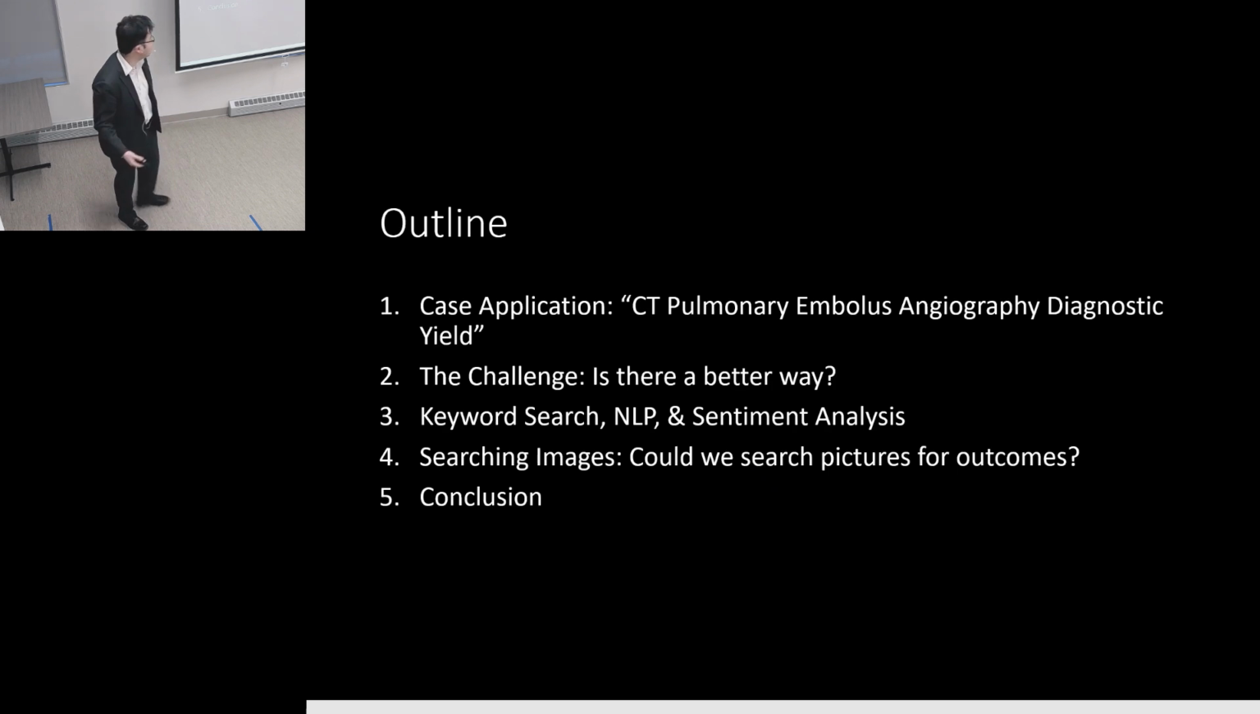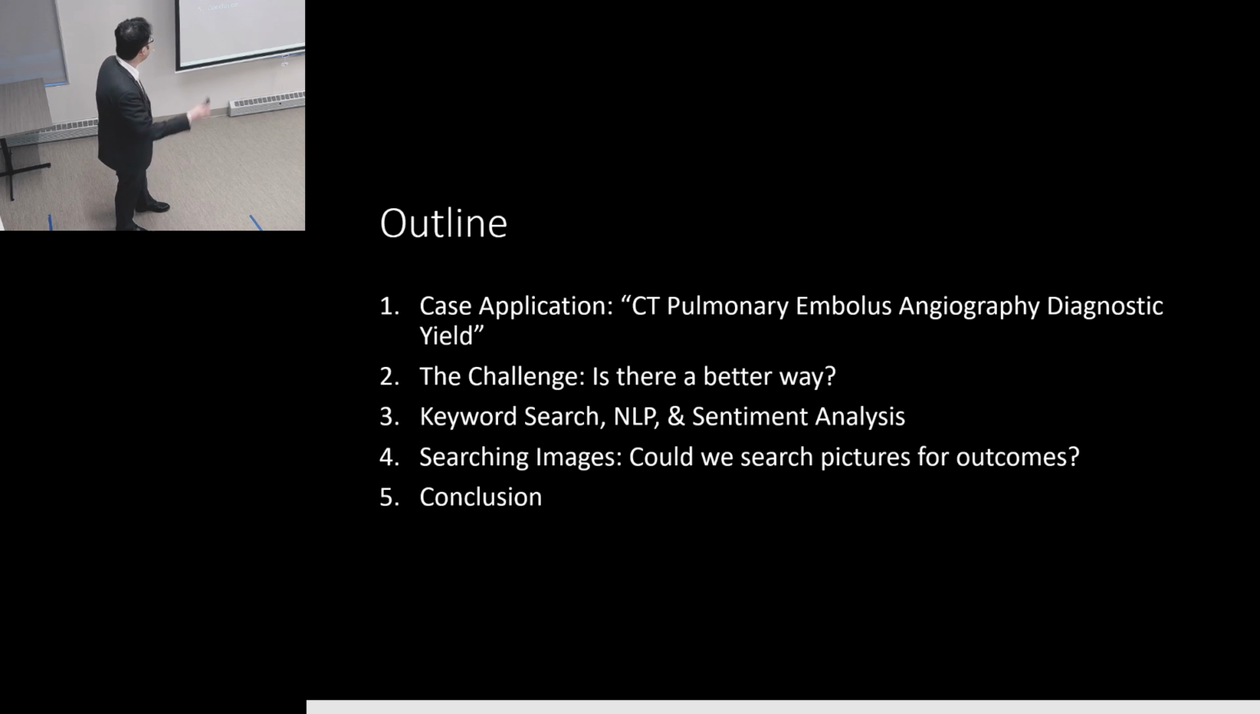So the overall outline is 4 or 5 different stages here. We're going to talk about one specific research project, CT pulmonary embolus angiography diagnostic yield, and we'll get into what that means exactly. We're going to start critiquing that, because the way that we had done it is one way to do it, but maybe there's a better way to go and revisit the entire project.